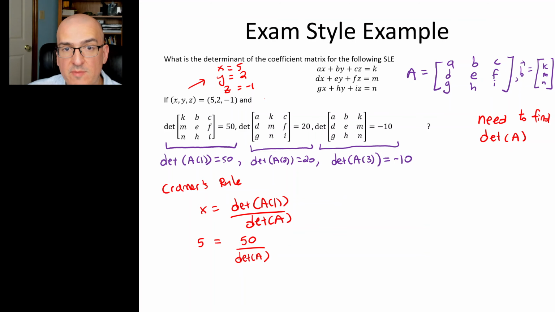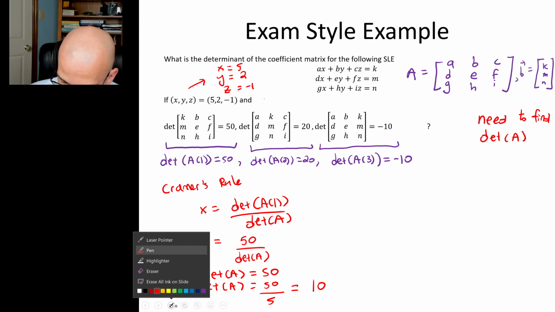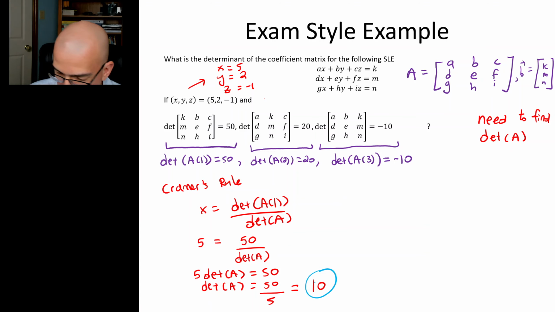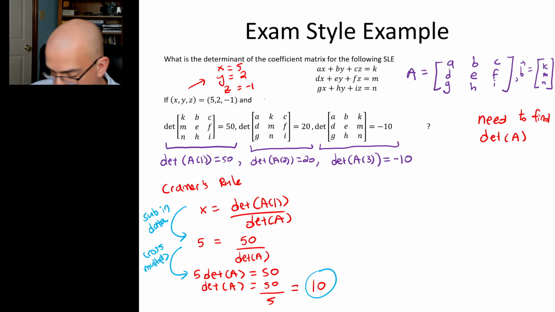Next, I'm going to cross multiply. Multiply both sides by determinant of A. So 5 times the determinant of A is equal to 50. Then divide both sides by 5. Determinant of A is equal to 50 divided by 5 is equal to 10. That's it. So we're subbing in our data, and then we cross multiplied. And then divide both sides by 5.